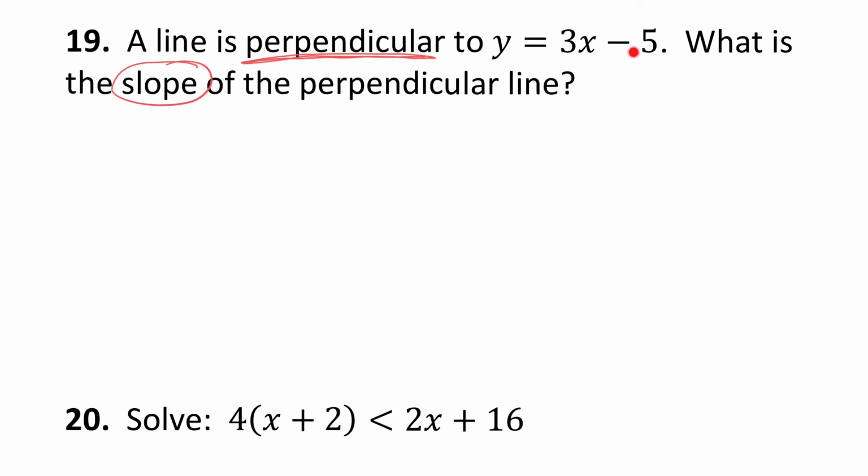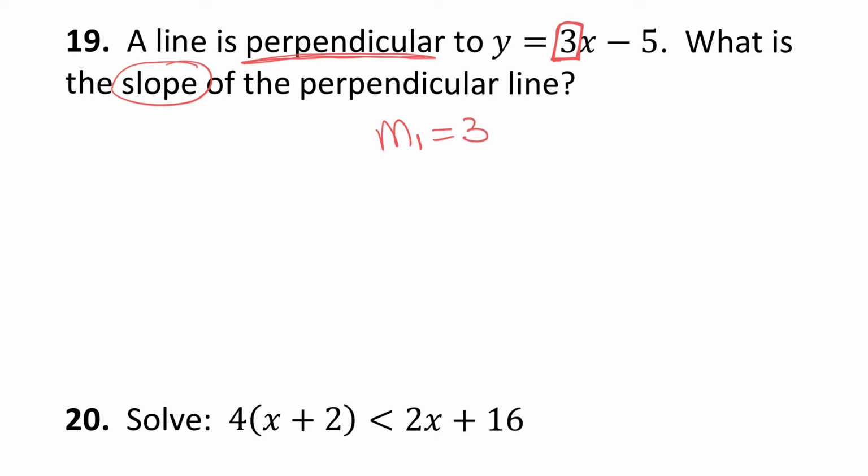So this one, the equation that is given to us, y equals 3x minus 5, y is by itself. So first, I need to know what is the slope of this line. I'm going to say that slope is m1. So the slope of that line is the number with the x. So it is 3.